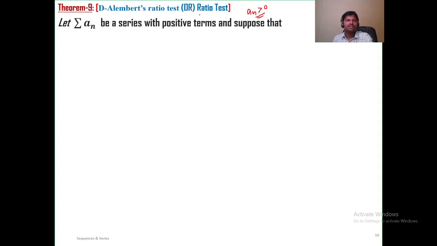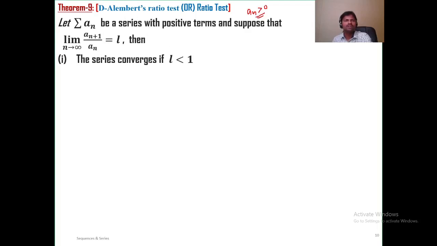And suppose that the limit as n tends to infinity of an plus 1 by an is L. So that means we need to compute the ratio. An plus 1 by an we need to compute, and assume that the limit value is L. Then first conclusion, the series converges if that L value is less than 1.